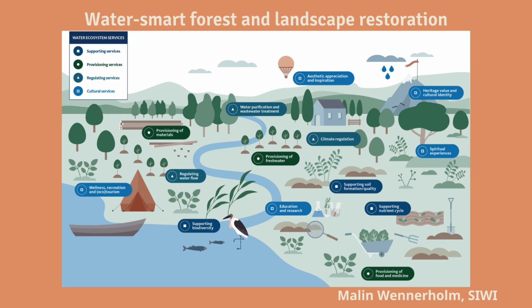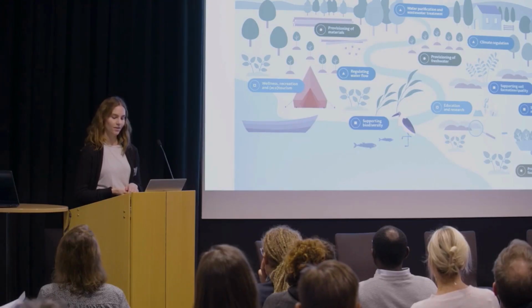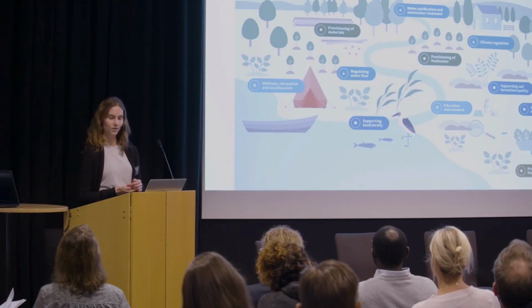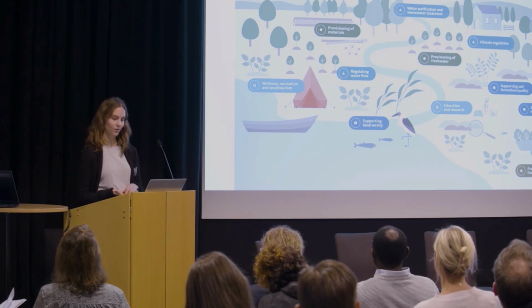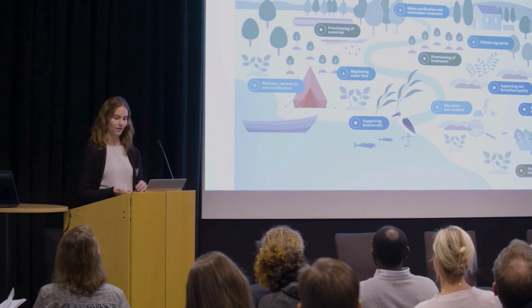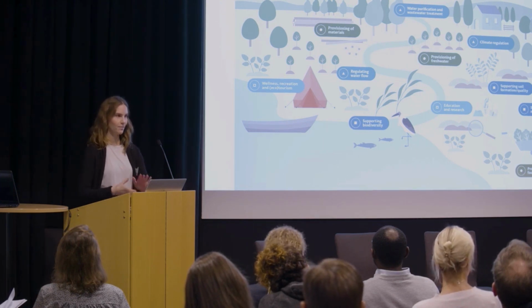And here in the image, you can see water ecosystem services, and many ecosystem services are dependent on a healthy water cycle. And up to this date, most forest and landscape restoration initiatives don't integrate water aspects. And already existing tools don't address water risks in the landscape. So there is a need for a method or a tool that includes water aspects and risk. So how do we close this gap?